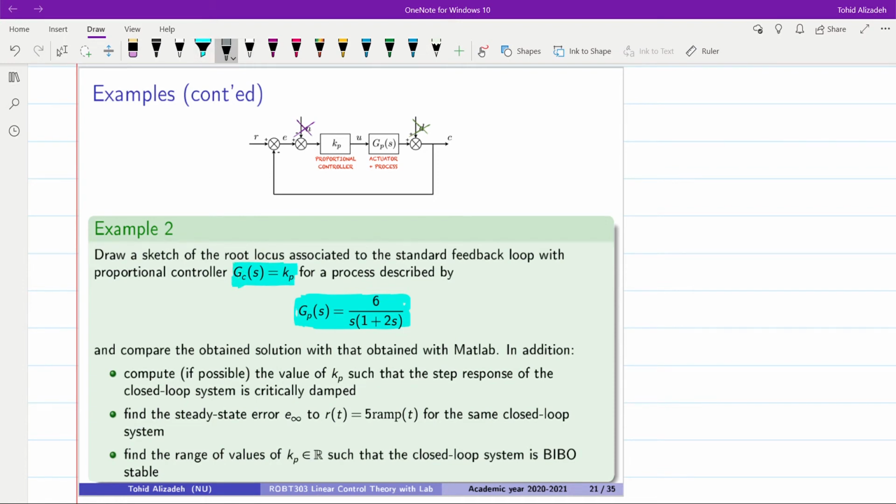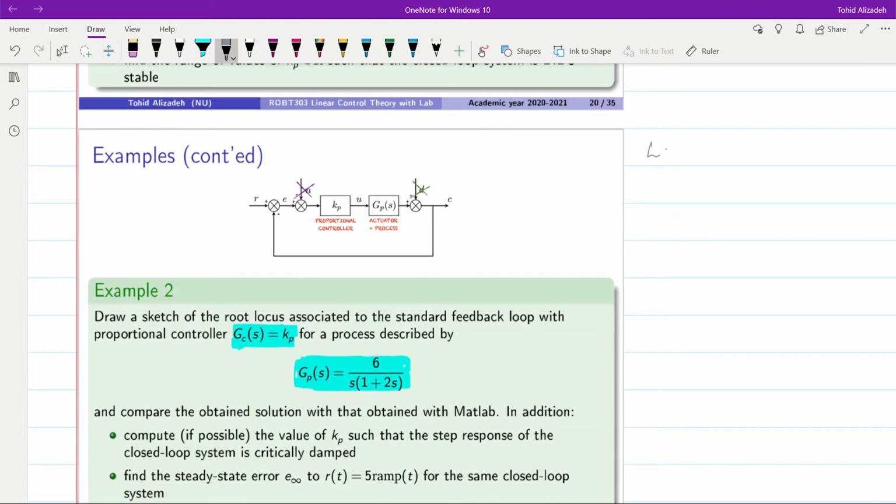As usual, the first step is to write down L of S, which is GC times GP, and it will be equal to 6 times KP over S times (1 plus 2 times S). And we can rewrite it to make it more proper for drawing the Root-Locus. I can take 2 out, so we will have 2 times S times (1 plus 1 over 2).